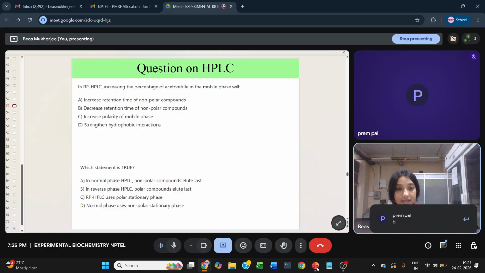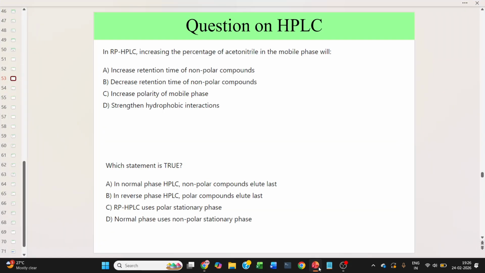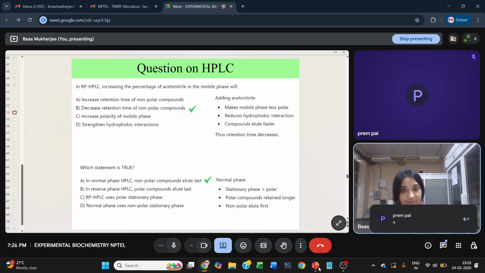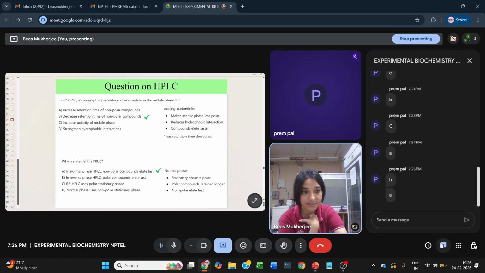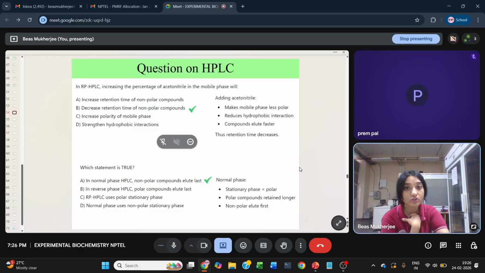Okay, good. Try answering the second one. RP, reverse phase HPLC uses polar stationary phase. Normal phase HPLC uses non-polar stationary phase. A. Okay, good. Let's see. Yes, very good. So B and A, these are the right answers in the two questions. Very good. So using acetonitrile, what is happening?